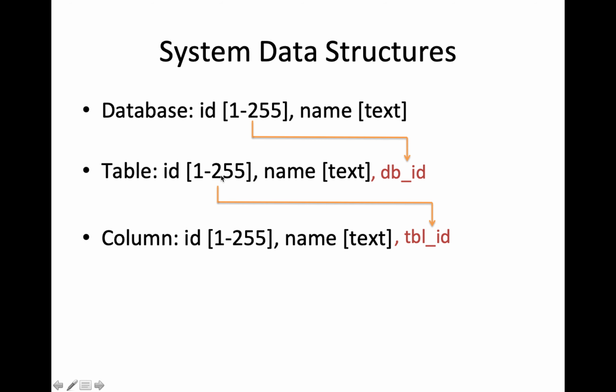So in a way, we are already creating a relational model for our system data structures. So remember, we will have multiple databases, and per database, you have multiple tables. So this will solve the problem, because this ensures that a particular table will belong to a particular database and a particular column will belong to one table. So it's a one-to-many relationship.